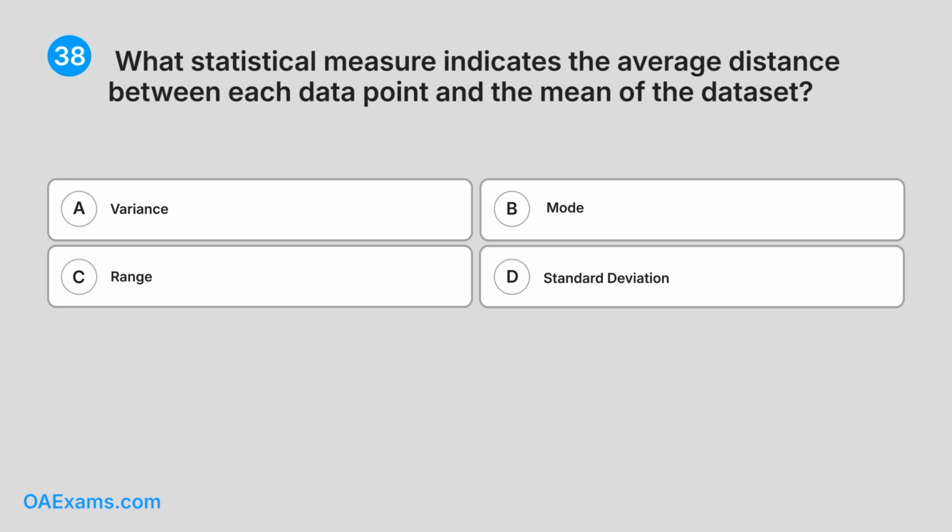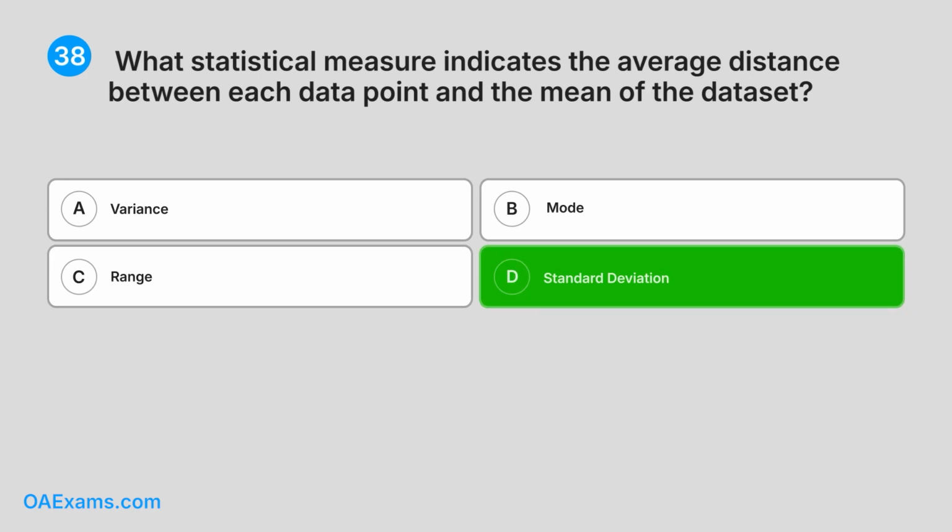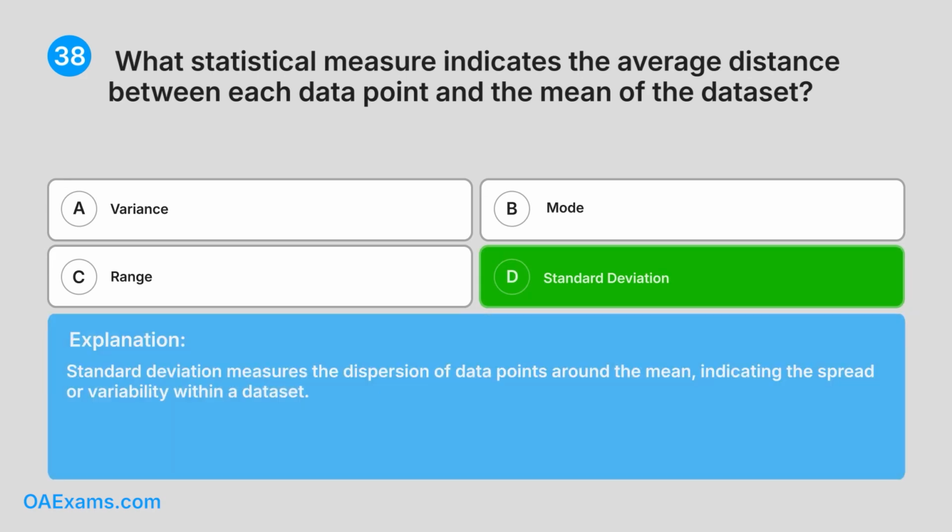Correct answer. D. Standard deviation. Explanation. Standard deviation measures the dispersion of data points around the mean, indicating the spread or variability within a dataset.